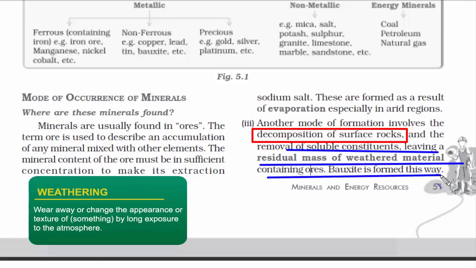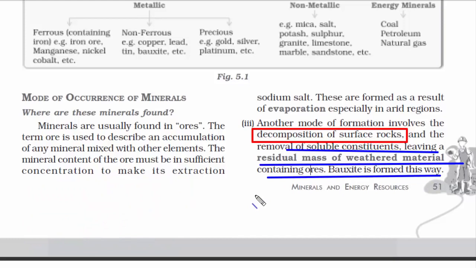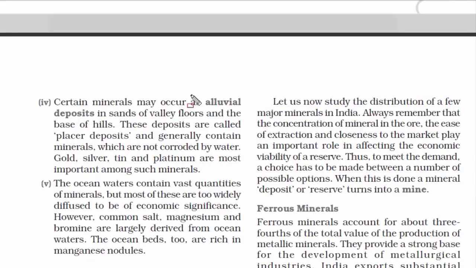So what happens is, all the soluble content of the rock washes away with water and wind, leaving behind ores. Bauxite is extracted this way. And the fourth place where minerals are found is soil. Alluvial soil has a lot of minerals, especially in the regions of valley flows and at the base of hills.